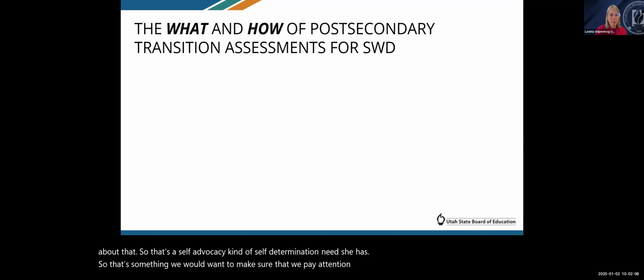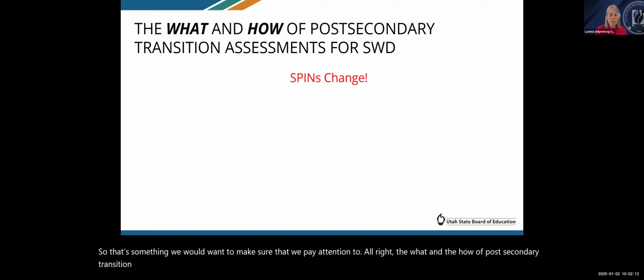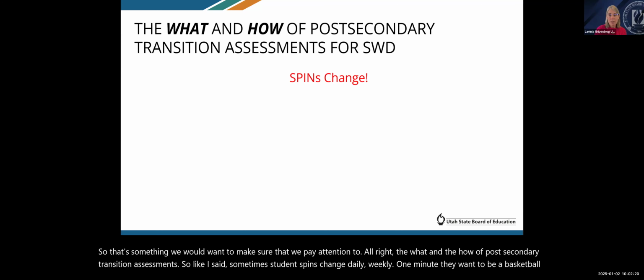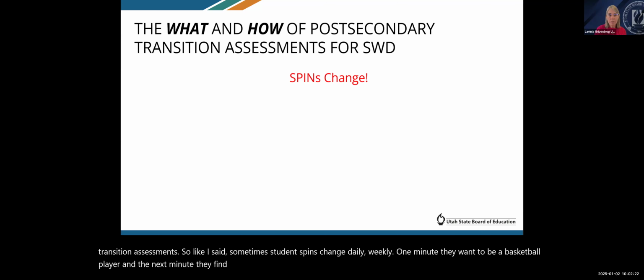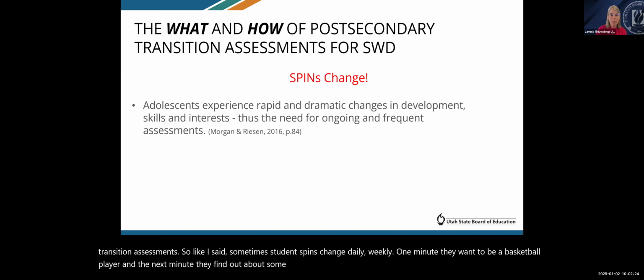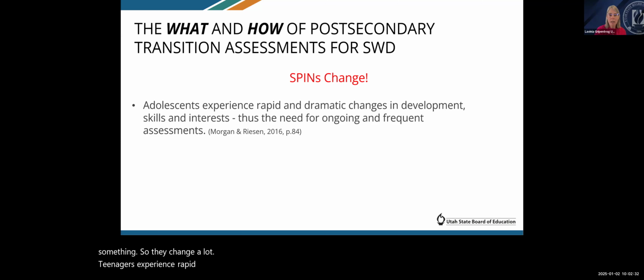All right, the what and the how of post-secondary transition assessments. So, like I said, sometimes students' interests change daily, weekly. One minute they want to be a basketball player, and the next minute, they find out about some other career. Let's say they want to be a computer programmer or something. So they change a lot. Teenagers experience rapid change. And so that's why that idea of ongoing assessment, right?